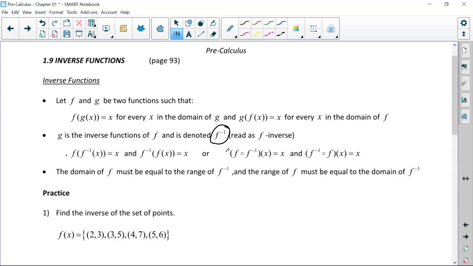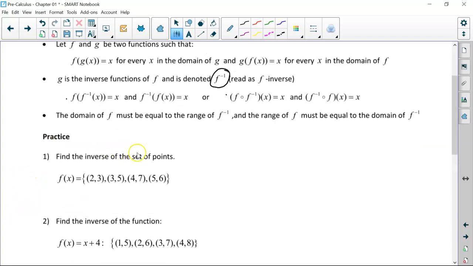When we're finding inverses, we're switching the inputs and outputs. That's really what we're doing. Now, usually we'll be coming up with a new rule to change the inputs, the outputs, and vice versa. So for problem number 1, we're going to find the inverse of the set of points.